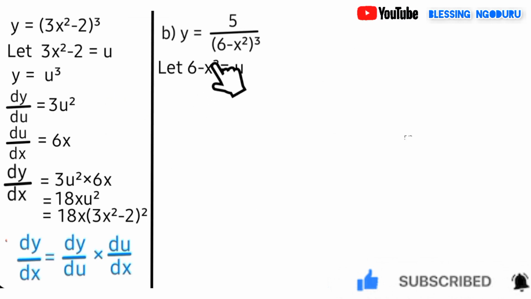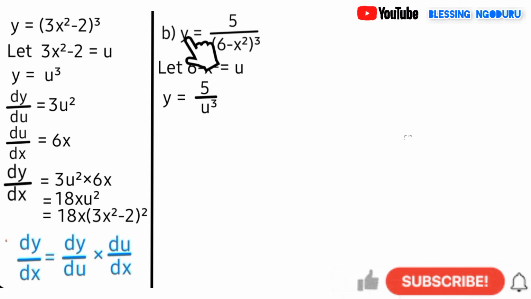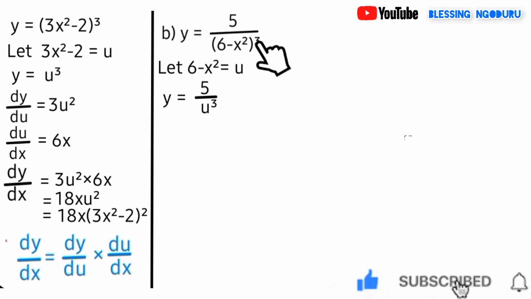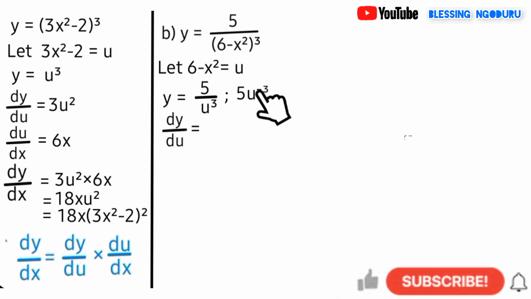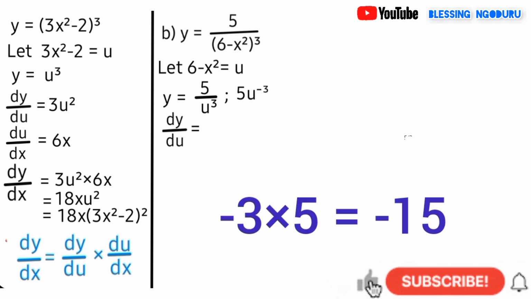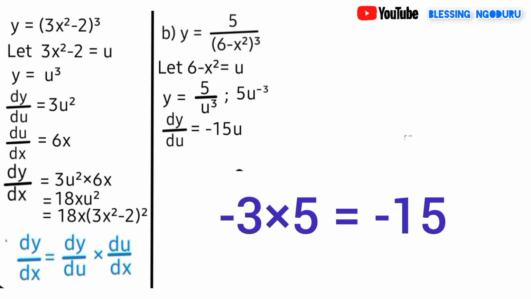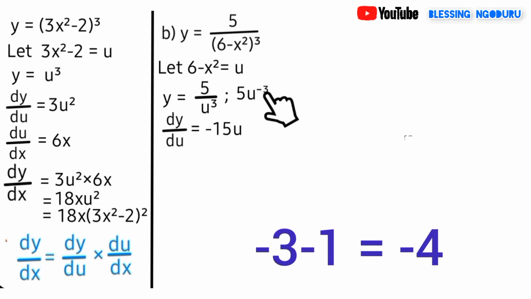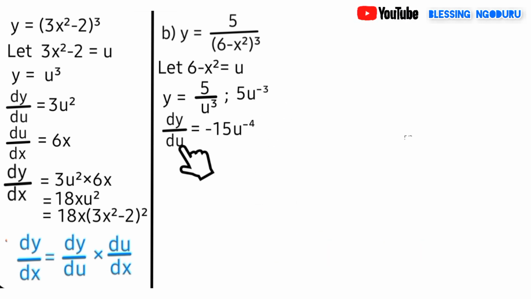Let 6 minus x squared equal u, so that y will be equal to 5 over u raised to the power of 3. So we have 5. Taking u raised to power 3 up becomes u raised to power minus 3. Differentiating this, dy over du will be minus 3 times 5u raised to minus 3 minus 1. So dy over du equals minus 15u raised to power minus 4.